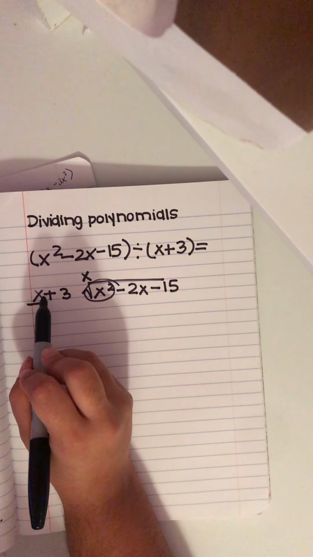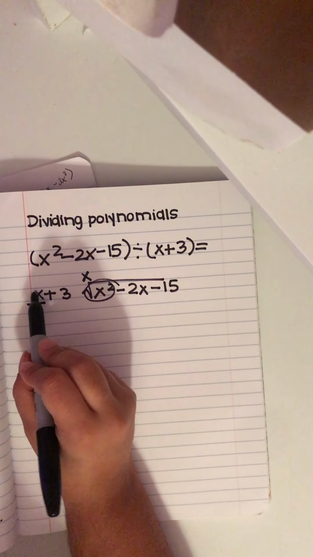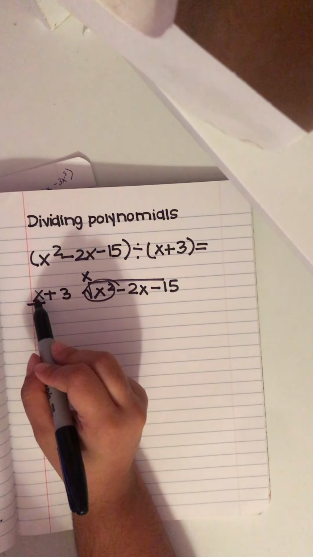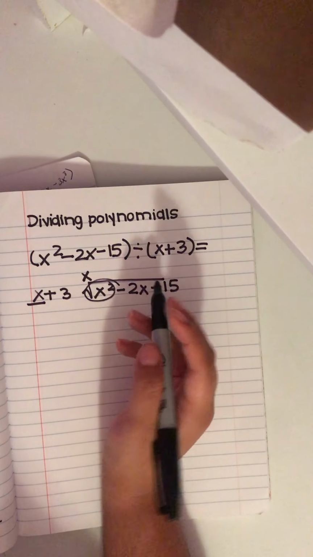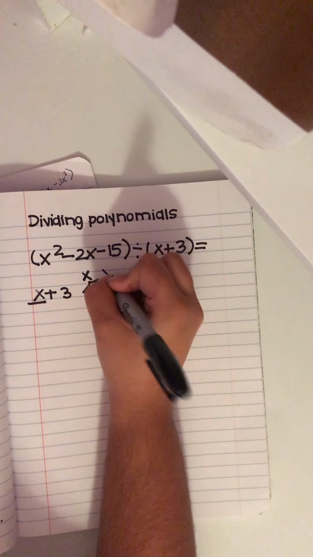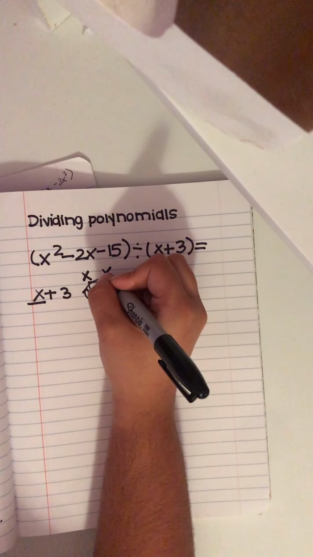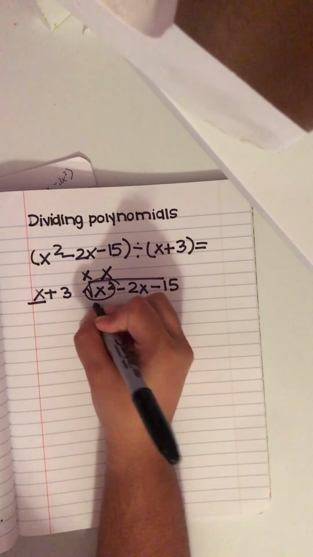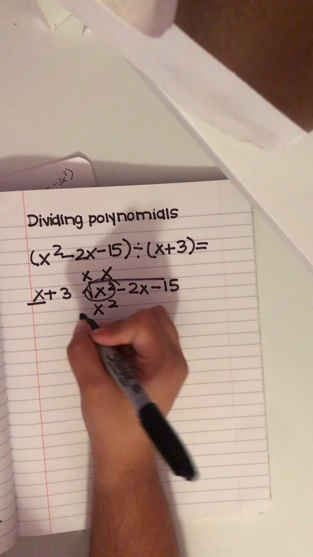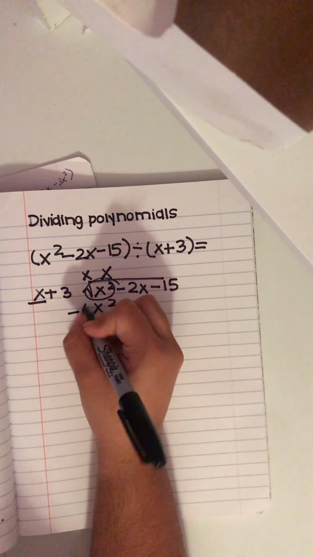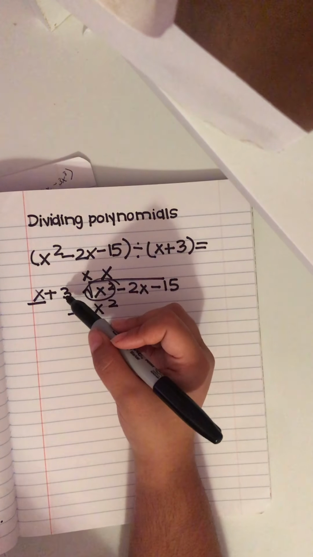So you're missing, so what x times what would give you x squared? You're missing 1x, so it would be 1x, because x times x would give you x squared. And again, you're trying to subtract. But now you're left with a 3.